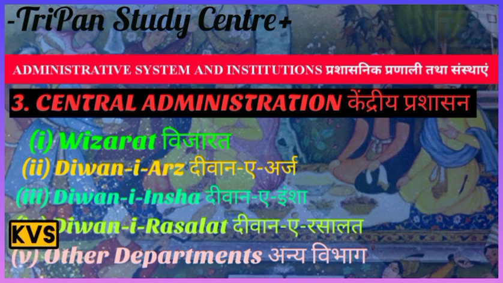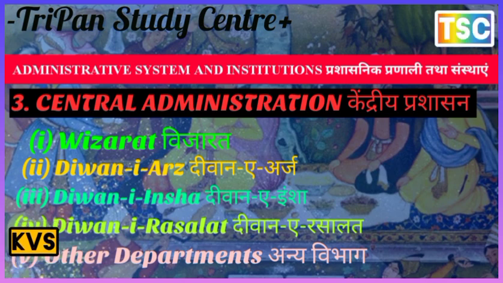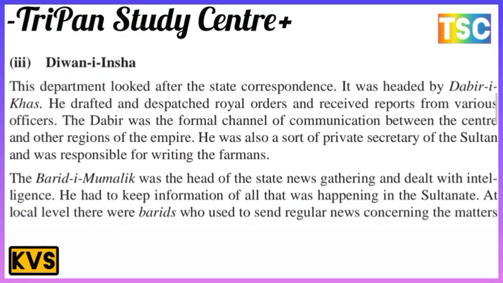The next important department is the Diwan-i-Insha. The Diwan-i-Insha looked after state correspondence. It was headed by the Dabir-i-Khas. He drafted the royal orders and received reports from the various officers. The Dabir was the formal channel of communication between the center and the other regions of the empire, and he was also a sort of private secretary of the Sultan and was responsible for written farmans.